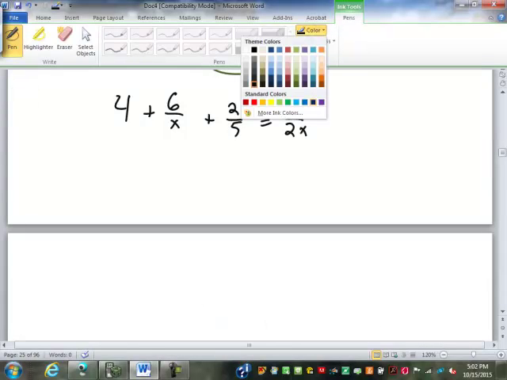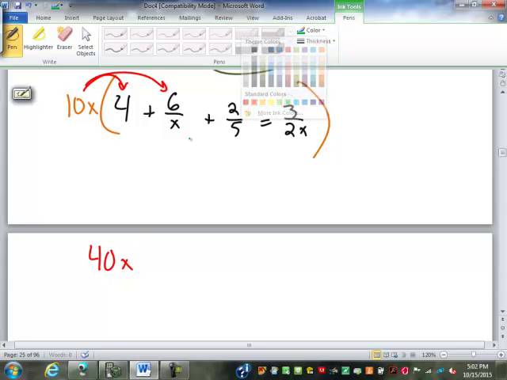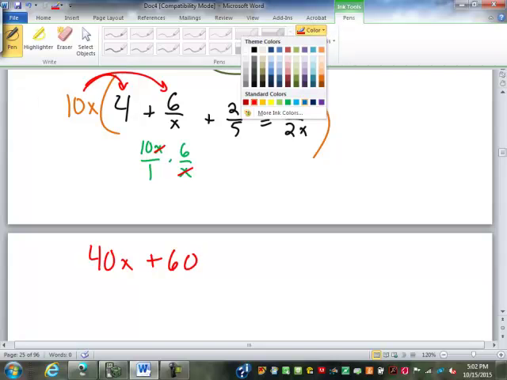Start it off. What's our common denominator going to be? 10x. Very good. So now 10x times 4, 40x. Good. Then we've got to do the 10x times 6 over x. So 10x over 1 times 6 over x. What happens there? X's cross cancel. 10 times 6 is 60. Positive 60.